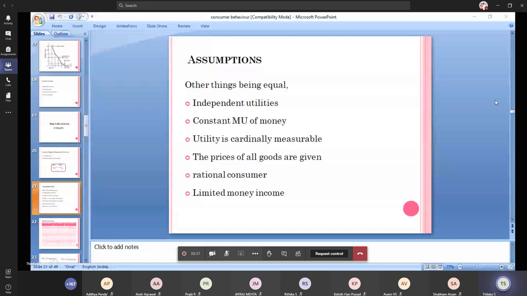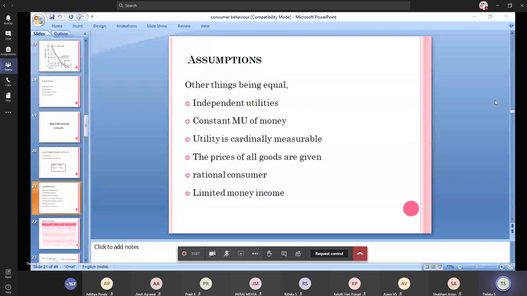The first three are the important assumptions, and other things being equal means that beyond the three, independent utilities, constant marginal utility, and cardinal measurement, each and everything is constant. There will be no change in the price, no change in fashion and preferences, and no change in the cost of the product. Each and everything is constant.